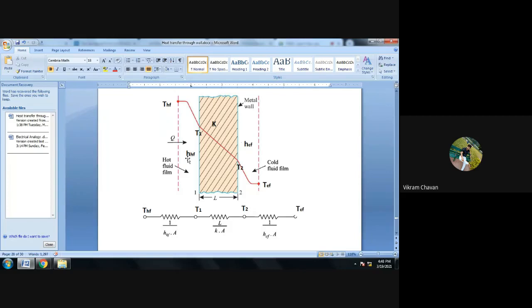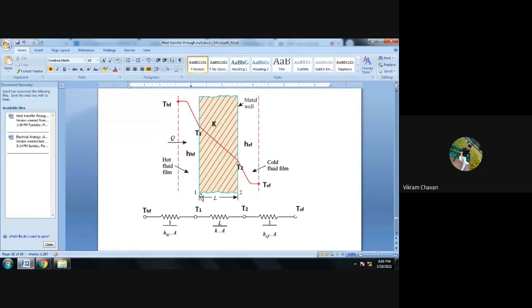H suffix Hf is the convective heat transfer coefficient of the hot fluid. K is the thermal conductivity of the metal wall. Then H suffix Cf is the convective heat transfer coefficient of the cold fluid. Heat is transferring from the hot fluid towards the cold fluid, so the direction of heat transfer we need to show here.